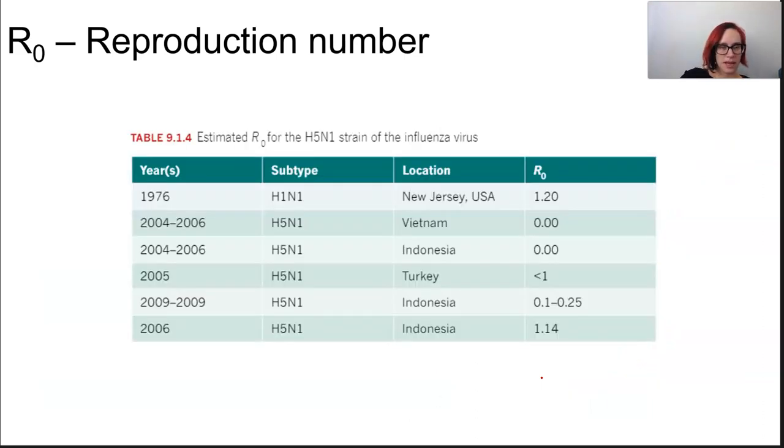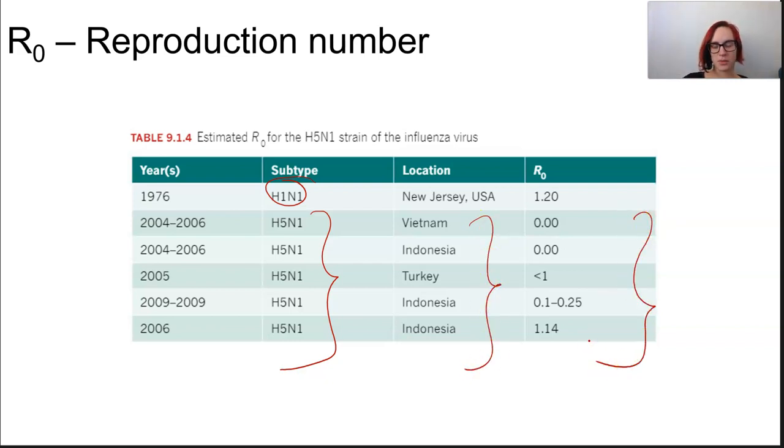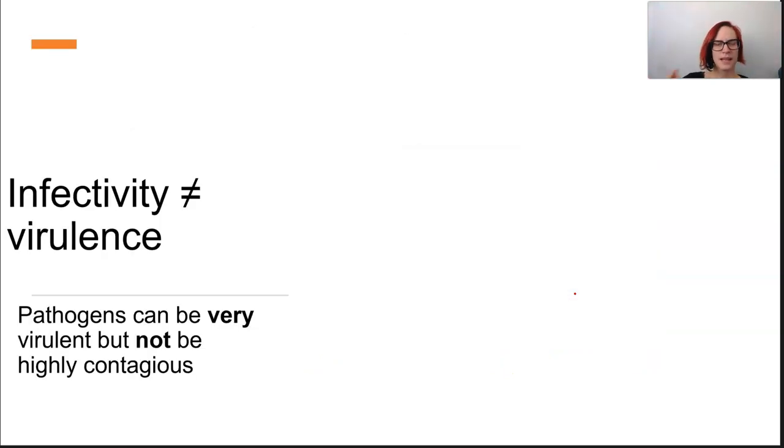So here we go. We have H1N1, but we also have H5N1, and they're all the same disease in different locations, and you can see a hugely variable number there. So between, hey, there's nothing going on in our community, it's still really small, to, oh my gosh, the infections are increasing.